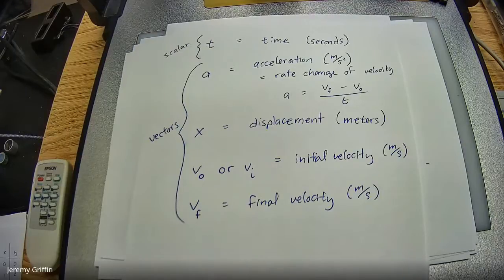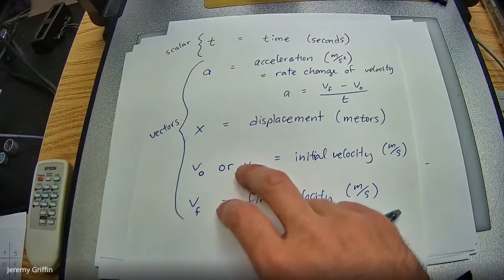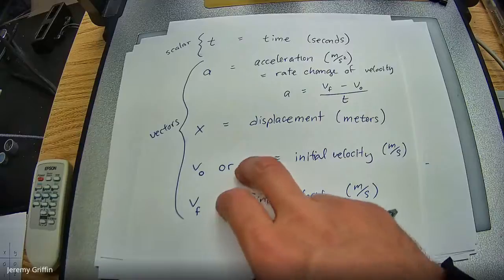Can you guys feel the earth spinning right now, 1,000 miles an hour? No. Do you feel velocities? No. Velocities are always relative to something. You can only move so fast relative to something else.